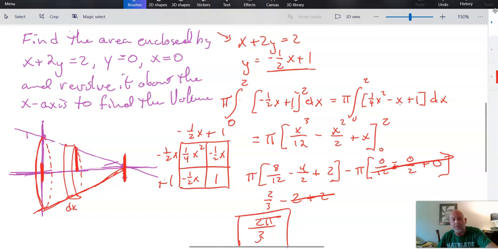Okay, so what I want to do now, which is kind of different, is show you, because this is what we're going to be hitting in the next lecture, that you can do these in a number of different ways.